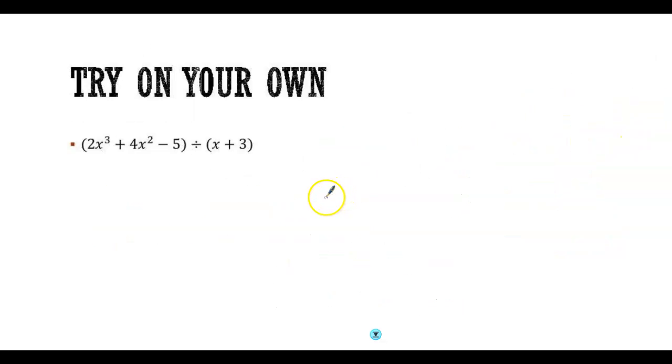All right. I want you to try this one on your own. Go ahead and pause the video. Think about all those steps I told you. Set it up. Make sure you have all your powers. If anything's missing, put that placeholder. And if you have remainders, put it over whatever it is you divide by. Go ahead and pause here.